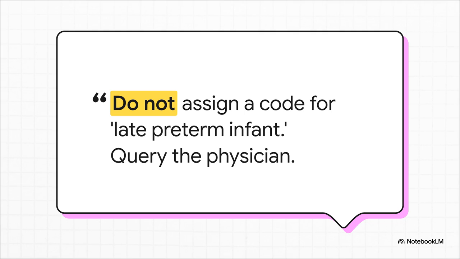So, if you have an infant born at 37 weeks or later, and the provider documents late preterm infant, you absolutely cannot just force a prematurity code on the chart, no matter how tempting it might be. Instead, you must query the physician. Ask them if the newborn should be classified as small for dates or light for dates. Getting that precise documentation is the lifeblood of the IPDRG system.